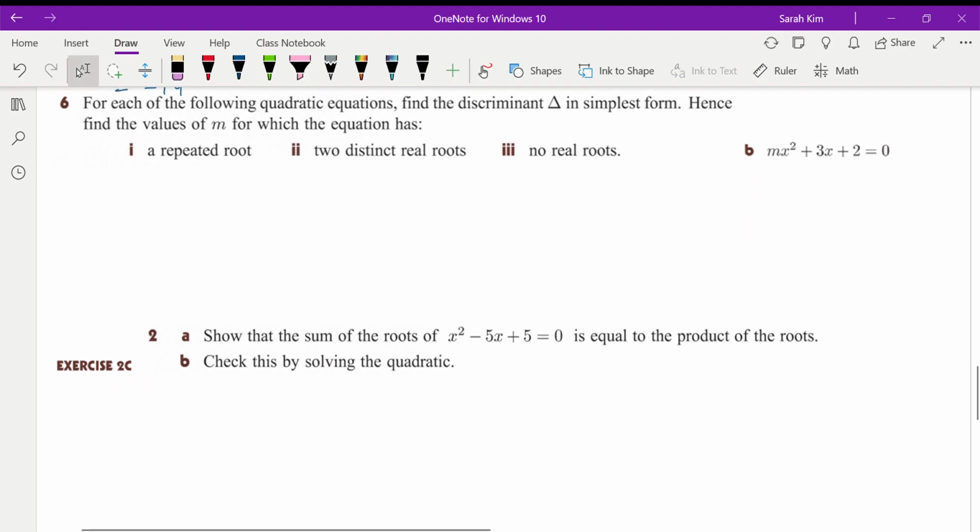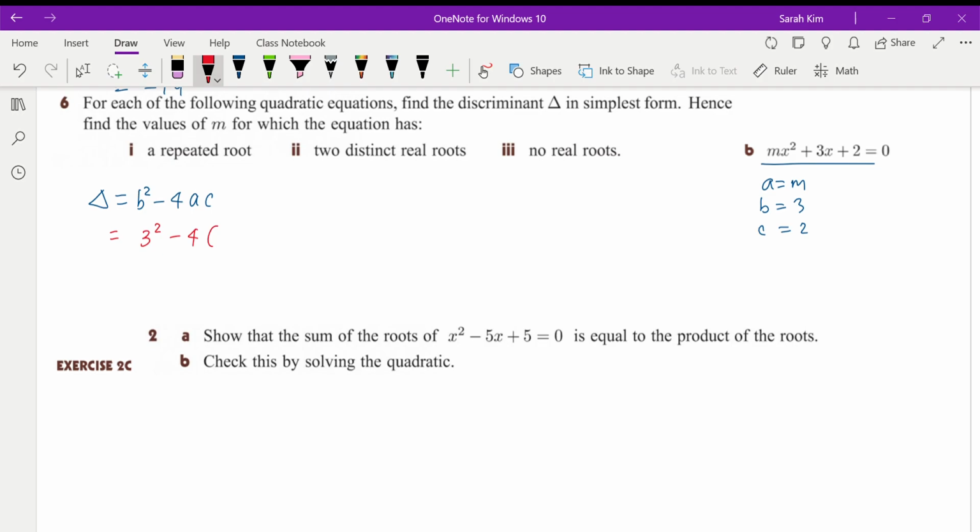For each of the following quadratic equations, find the discriminant in the simplest form. Hence, find the values of m. So this is what we're working with. A is m, b is 3, c is 2. So our discriminant looks like b squared take 4ac. If I simplify that, I get 3 squared take 4 times m times 2, so I get 9 take 8m.